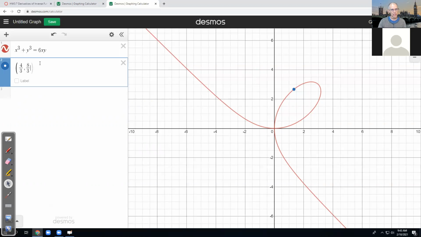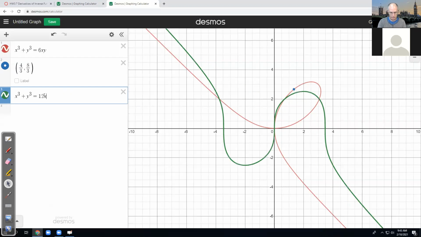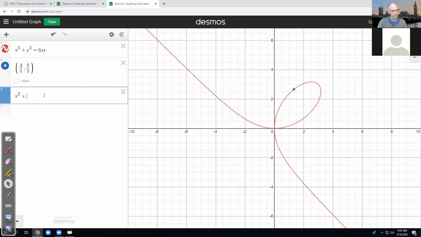So what I want to do is find the tangent line at the point 4/3, 8/3 of this Folium of Descartes here. And this is just one version of the Folium. You can have different numbers out front here, which give you a slightly different looking Folium. Like if I type x raised to the third plus y raised to the third equals, how about 12xy, right? So I get a slightly bigger loopy thing, but it's got the same general shape. Kind of cute. Oops, I deleted too much stuff.